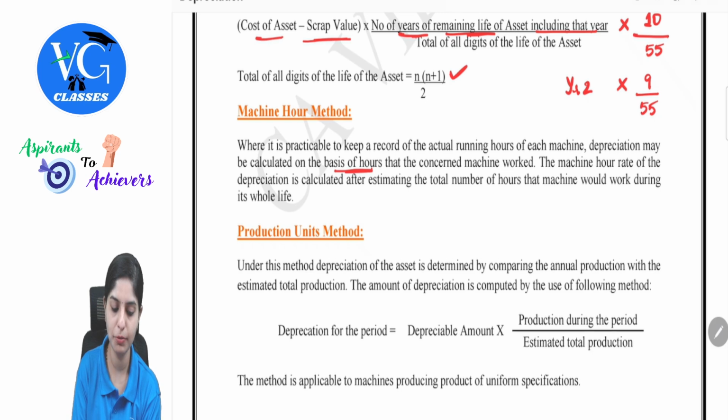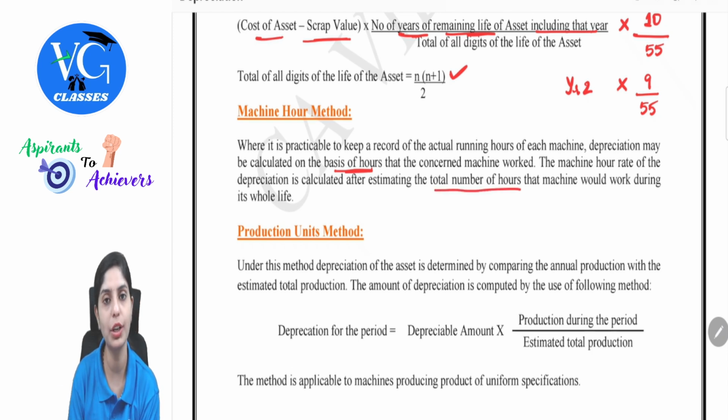The machine hour rate of depreciation is calculated after estimating the total number of hours that the machine would work during its whole life. So first of all, the actual number of hours with respect to usage of the machine needs to be ascertained. Then compare that with the total estimated hours you expect the machine to run. Based on that, we will calculate depreciation under the machine hour method.